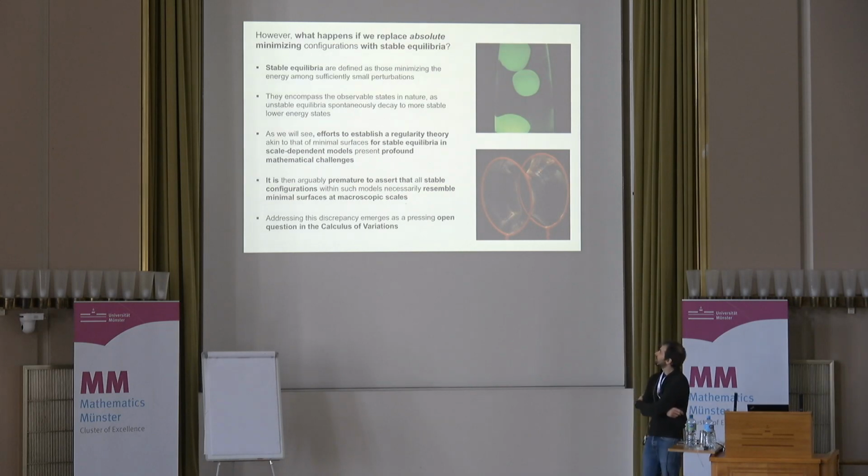However, what happens if we replace this absolute minimizing hypothesis and we want to consider local minimizers, so stable equilibria? Stable equilibria are defined as configurations that minimize the energy among sufficiently small perturbations. And they encompass the observable states in nature, because as you know, if something is unstable, it will decay towards a more stable state.